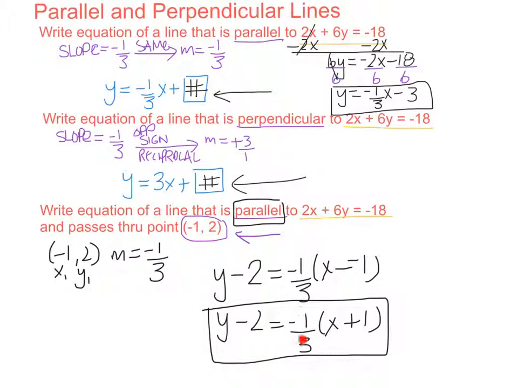Well, let's check this out. Is this line parallel to our original line? Same slope? Yes. Does it go through the point -1, 2? Yes. There's the equation of a line that's parallel and passes through the point -1, 2.